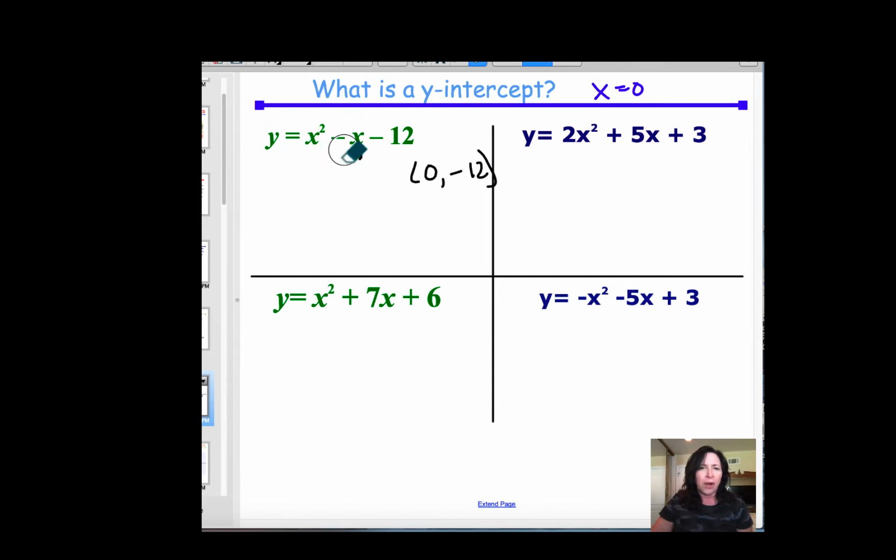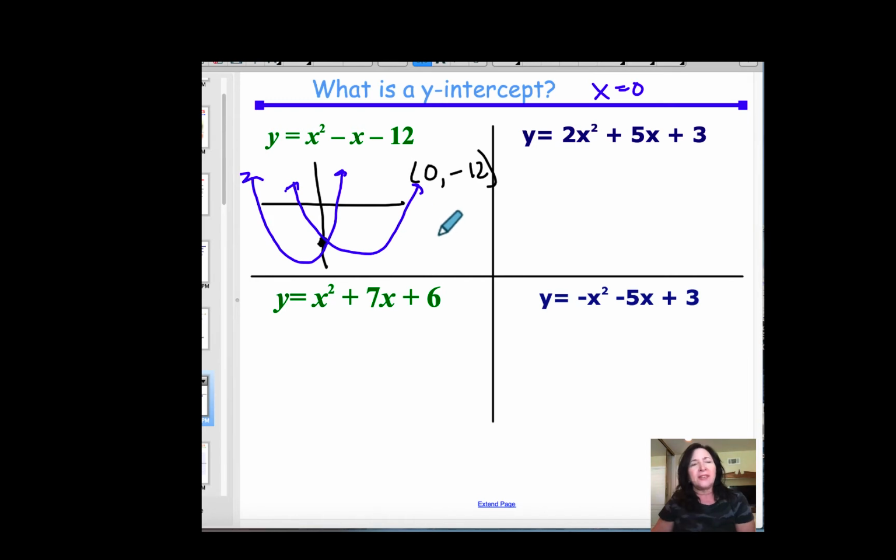And basically what that means for your graph is that if you draw a graph, you have the point 0, negative 12. I'm not saying that's the vertex. Sometimes it's the vertex, but not in this case. This is just an intercept, meaning your graph is going to cross that. Your parabola could look something like that, or it could even look like this. It just depends, and you won't know that unless you start graphing.